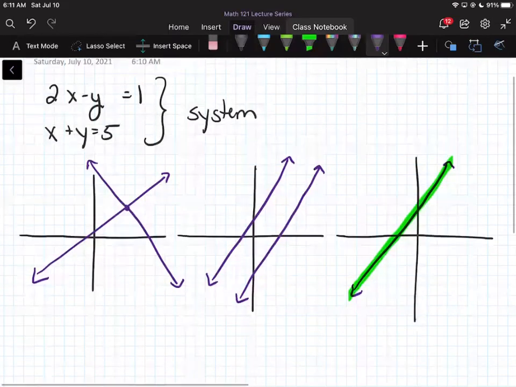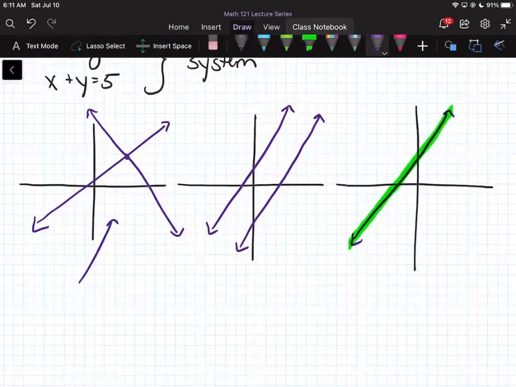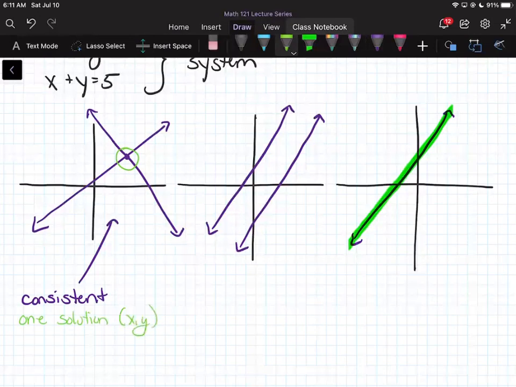The first one is probably the one you're most familiar with. This is called a consistent system. And notice here the lines cross at one point. There is one solution, and it will be an ordered pair x, y. If you solve this using equations, you will get one value for x and you will get one value for y.